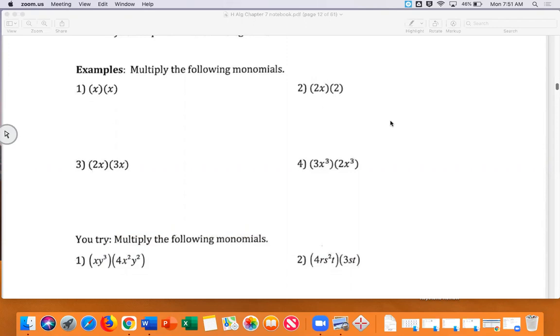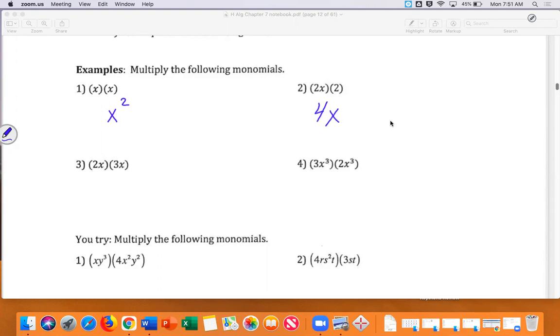x to the second. So it would be x squared. 2x times 2. Sophia, you want to take a stab at that one? Okay, so let's look at number 2. We have 2x times 2, right? So do you see how AJ's was x times x, and that gave us x squared? Do we have two x's here? No. It would be just 4x.